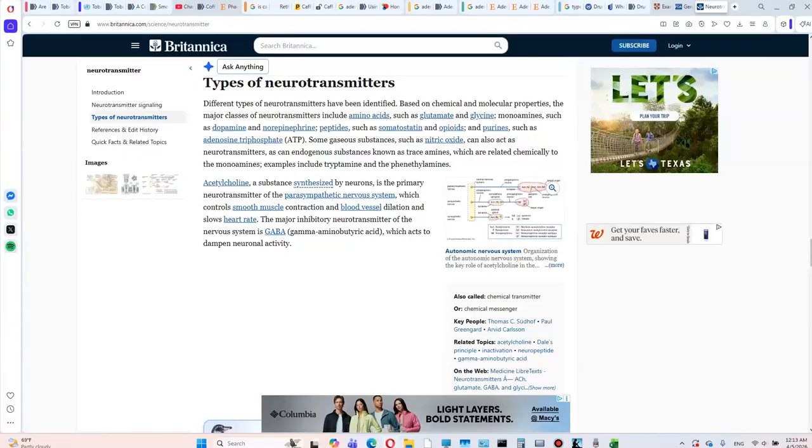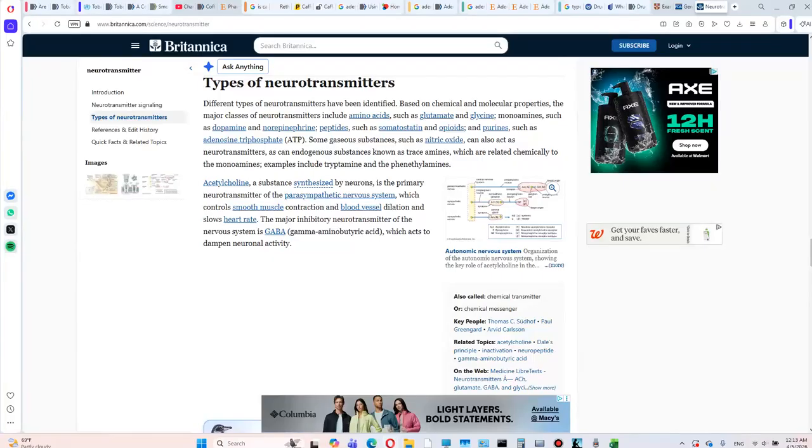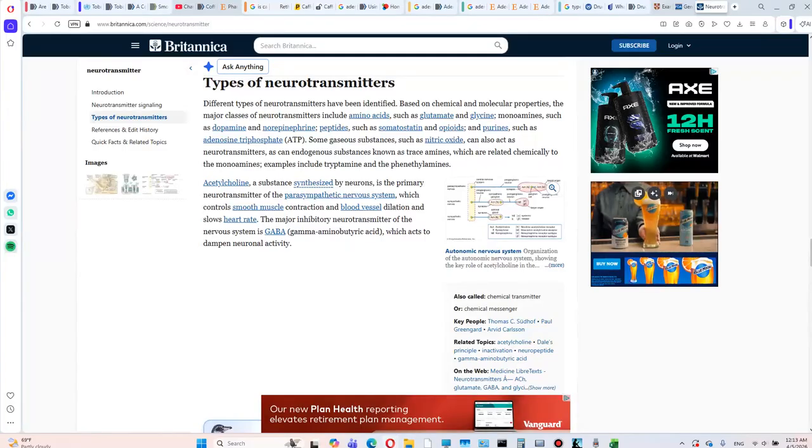Acetylcholine, a substance synthesized by neurons, is the primary neurotransmitter of the parasympathetic nervous system, which controls smooth muscle contraction and blood vessel dilation, and slows heart rate. The major inhibitory neurotransmitter of the nervous system is GABA, gamma-aminobutyric acid, which acts to dampen neuronal activity.